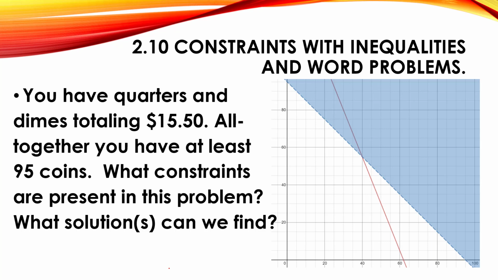Now solutions, what solutions can we find? Well, our solutions have got to be greater than a particular value, but they also need to fall within the range of our number line because our number line is our red line. Our red line represents our equation, quarters and dimes totaling $15.50. So as long as our blue solutions fall within the red line, they should add up to $15.50.